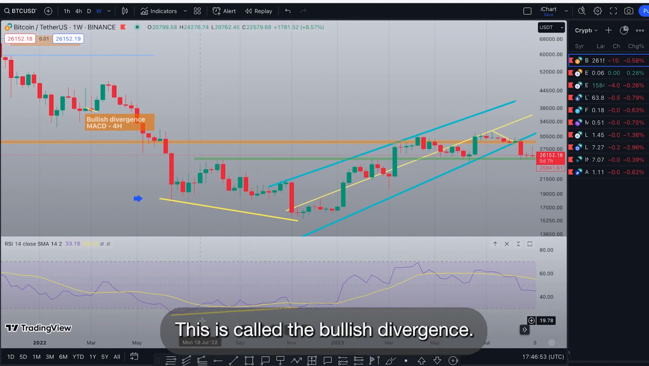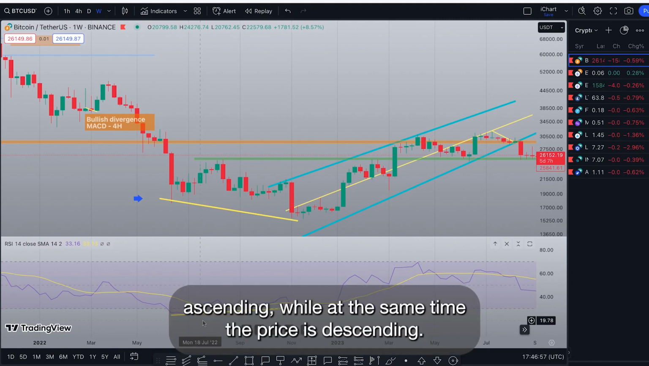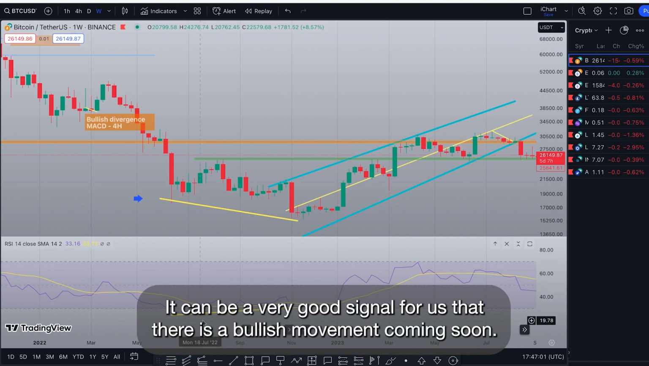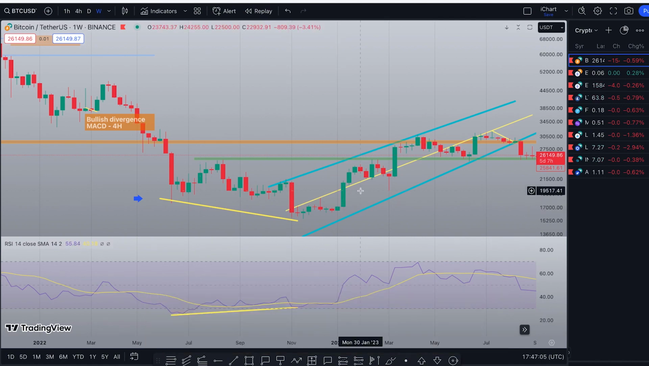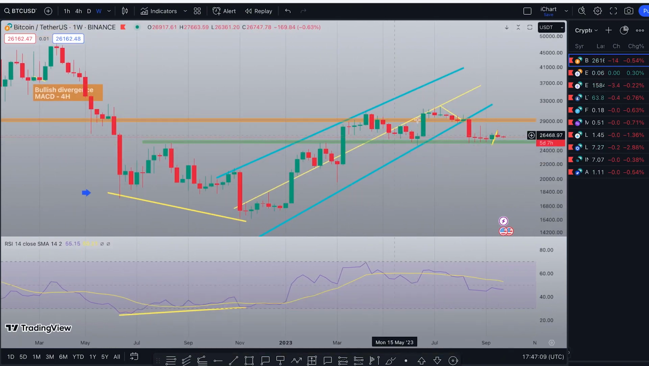This is called bullish divergence. When the RSI is ascending while at the same time the price is descending, it can be a very good signal for us that there is a bullish movement coming soon. And here you can see, this is an approximate bull run.